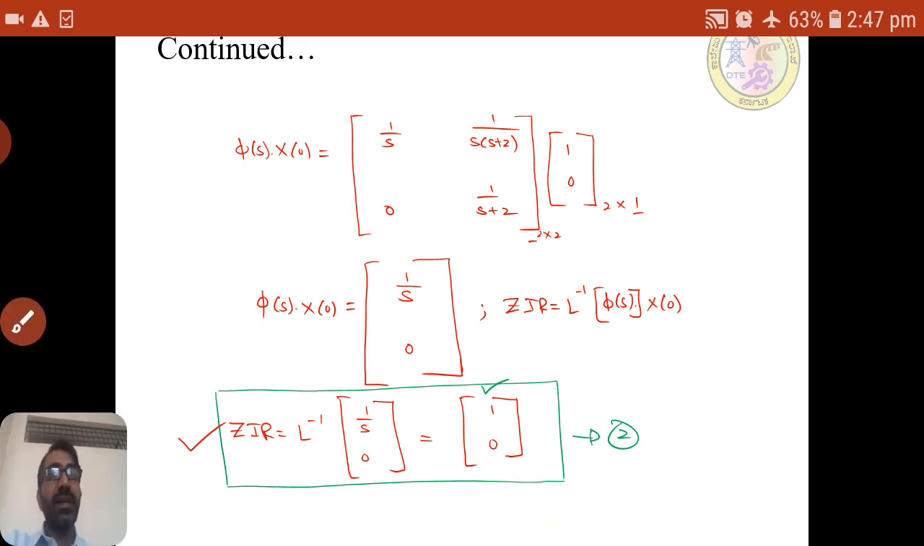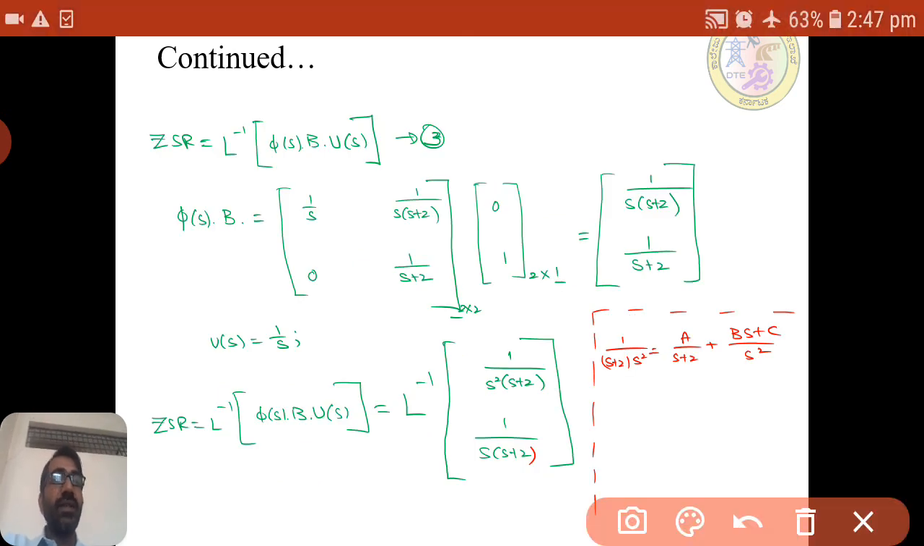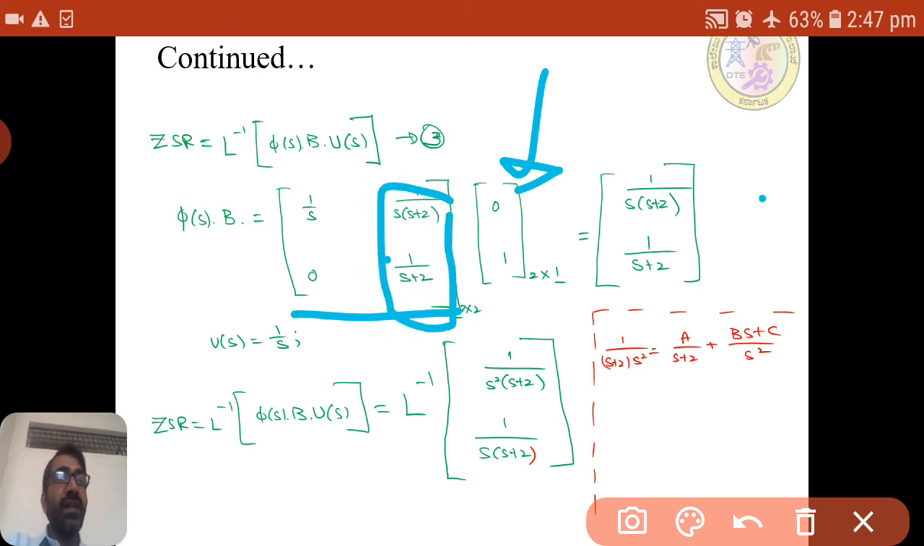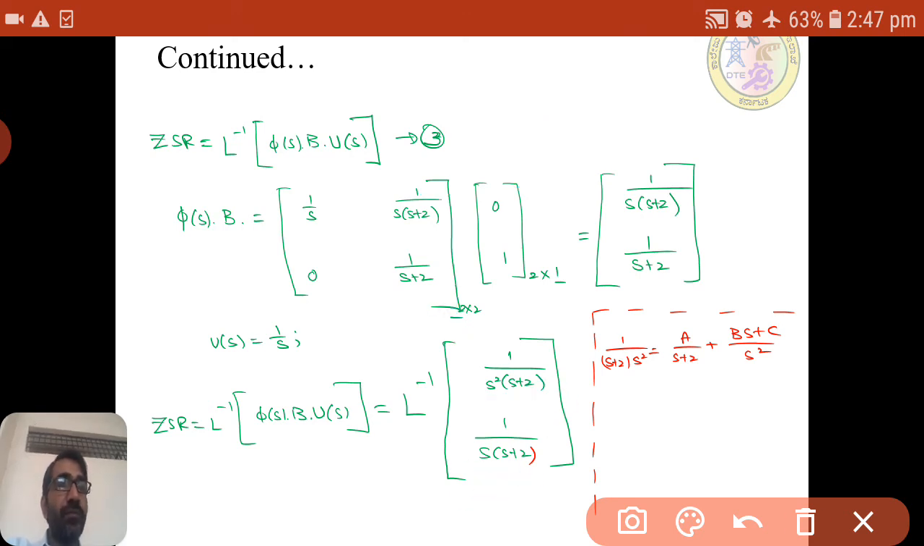Once we calculate ZIR, we need to go for ZSR. Already we calculated phi of s, and that will be multiplied with B, which is [0 1]. So only this term will remain: 1 by s plus 2, 1 by s into s plus 2, and 1 by s plus 2. That will be multiplied with U of s. U of s is 1 by s, so it will be 1 by s square into s plus 2, and 1 by s into s plus 2.